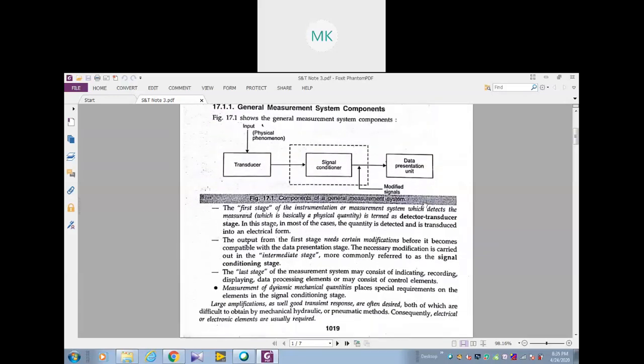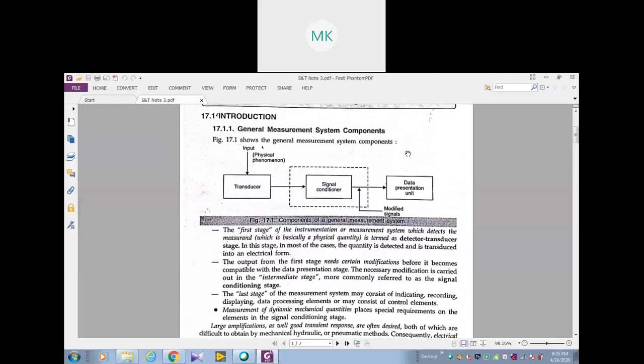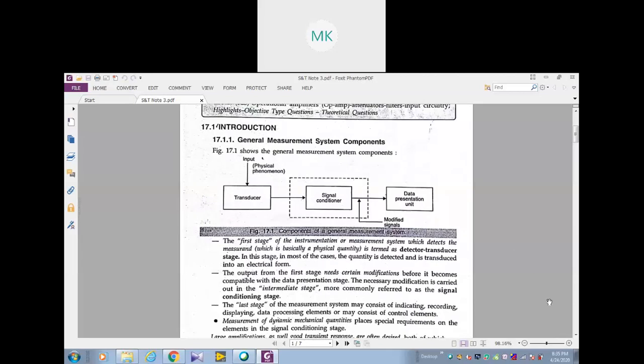The presentation unit, as the name itself indicates, is an indicating, recording or displaying unit. The processed data will be displayed here or recorded here. Now this is the general measurement system component.